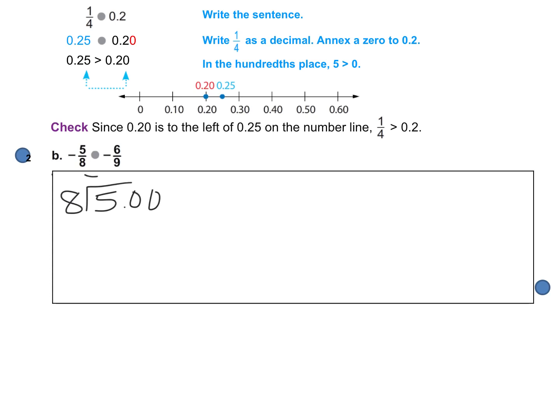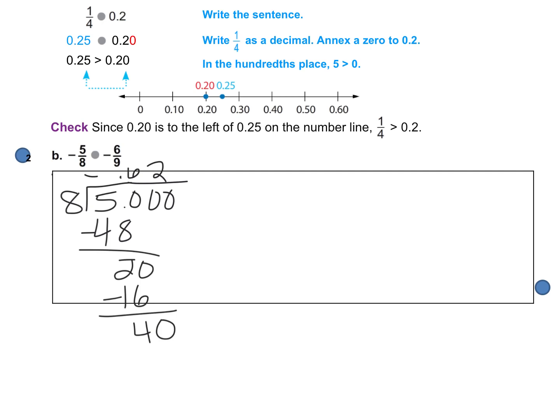How many times does 8 go into 50? 6. What's 6 times 8? 48. 50 minus 48? 2. Bring down a 0. How many times does 8 go into 20? 2. And then we have 16. Subtract. We get 4. Bring down the 0. How many times does 8 go into 40? 5. And that is 0, right? That's a lot of work. So we got negative 0.625.